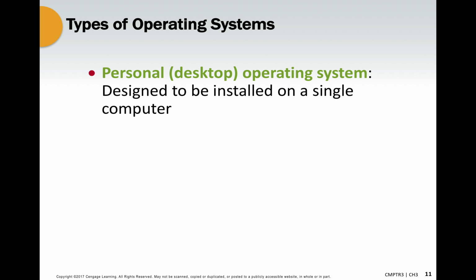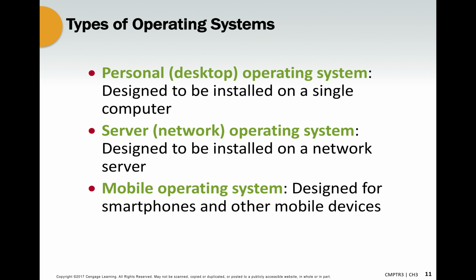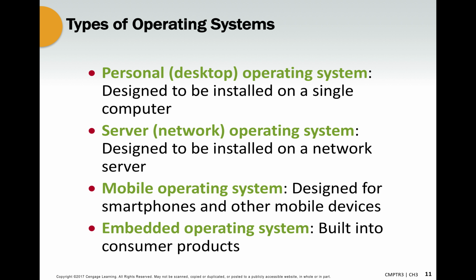So there are different types of operating systems. There's a personal desktop operating system designed to be installed on a single computer. There's a server operating system designed to be installed on a network server. A mobile operating system designed for smartphones and other mobile devices. And then an embedded operating system built into consumer products.